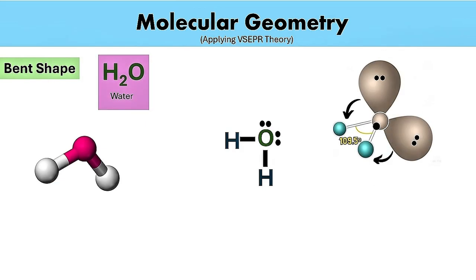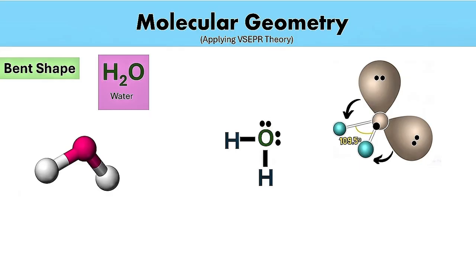So another example is the bent shape, for which we use water as our example, H2O. We have here the central atom as O, and the surrounding atoms are hydrogen. And how many electron groups do we have here? We have 4: the 2 lone pairs and 2 single bonds. So these are the electron groups that we have. And again, look at this drawing, or the illustration, on the right side.